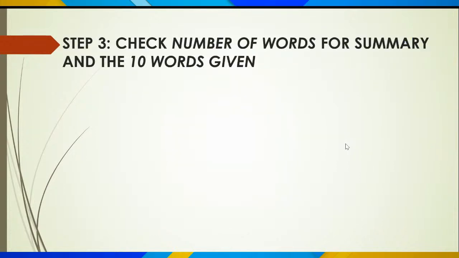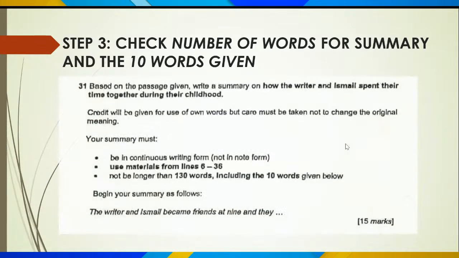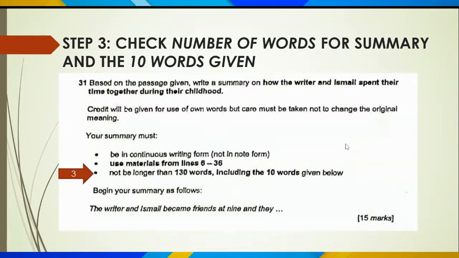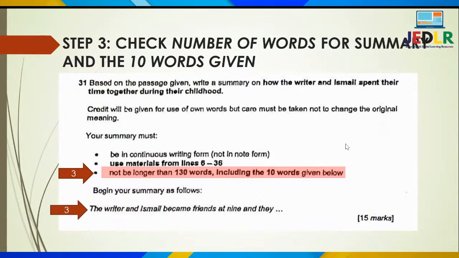Step number 3, you have to check the number of words for your summary and also the 10 words given. Okay, what do I mean by that? Okay, now let's go to the third bullet point. Your summary must be not longer than 130 words, including the 10 words given below. Okay, some of you may say, Cikgu, I dah tahulah summary itu 130 patah perkataan. Don't. You still have to check. Okay, read again the instruction carefully. Make sure that it's really not longer than 130 words. And you have to always read the 10 words given.